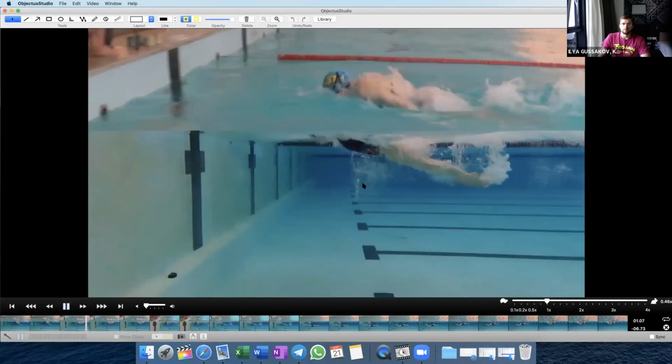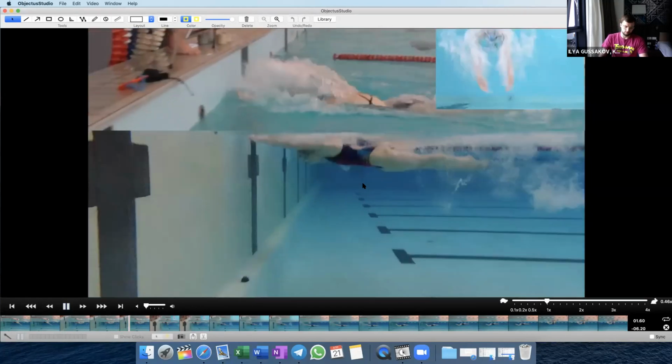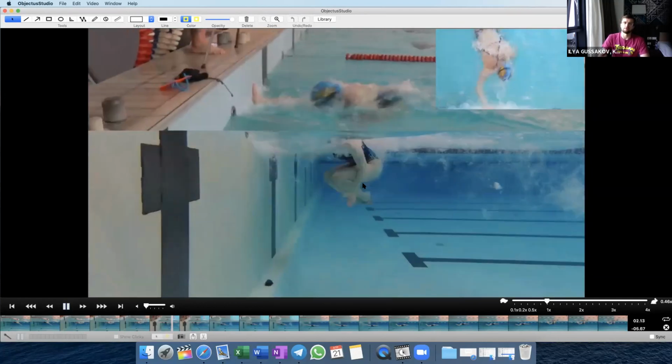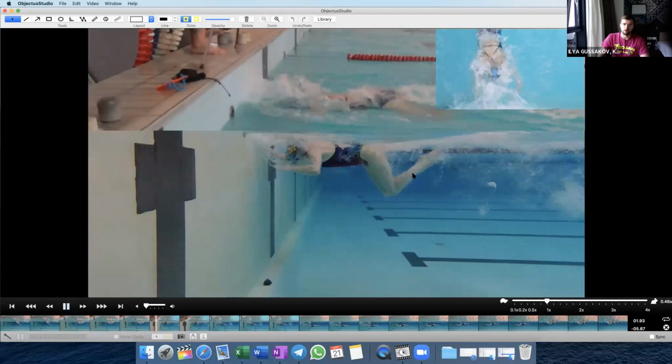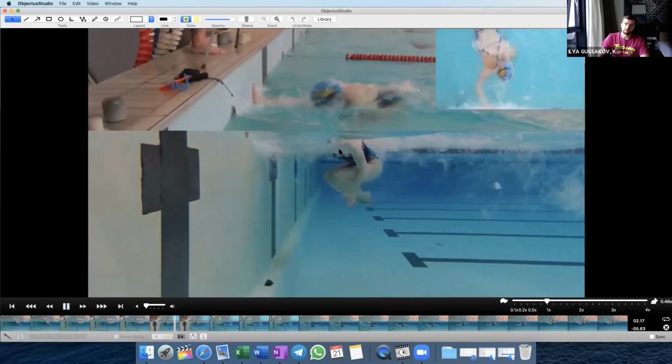So this is just a regular turn. There are not that many problems with the flip turn. But with the touch and push turn, it's all about sending the knees to the chest as fast as they can. So this is, I would like to say, a good position because she's quite small. Her body is in one small round. She's sending her knees close to her chest so fast.